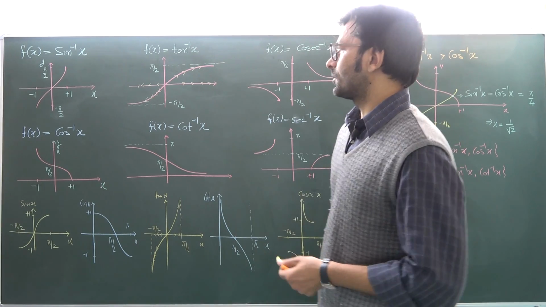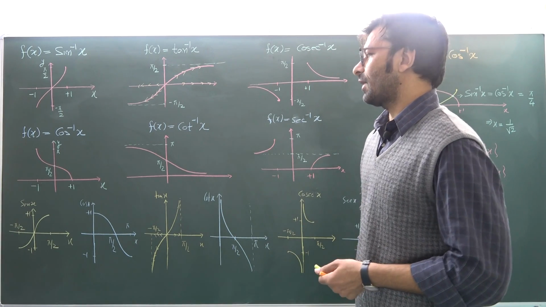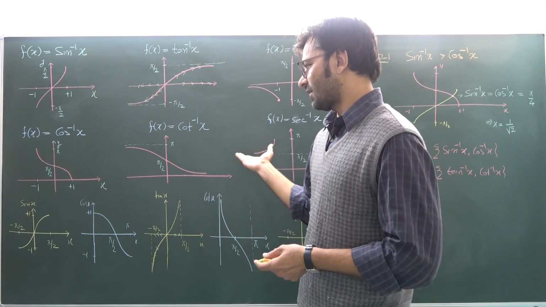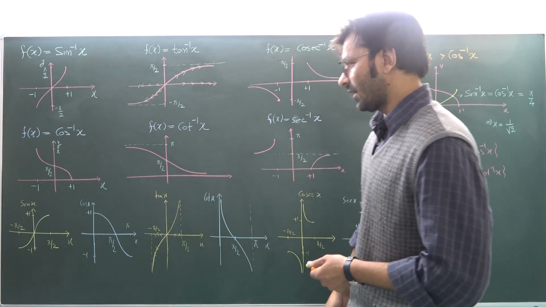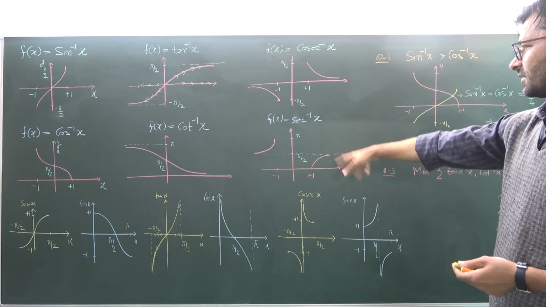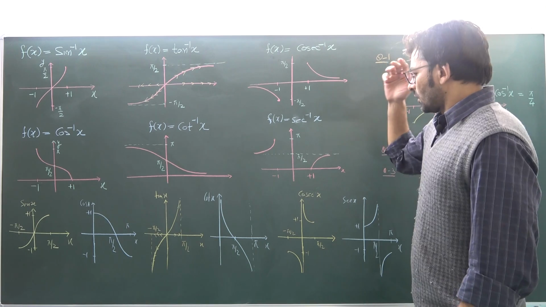Okay, so range is -π/2 to π/2. Cot inverse x, domain -∞ to +∞, range 0 to π. Okay, I'll explain cosec inverse x and then leave sec x and sec inverse x to you.